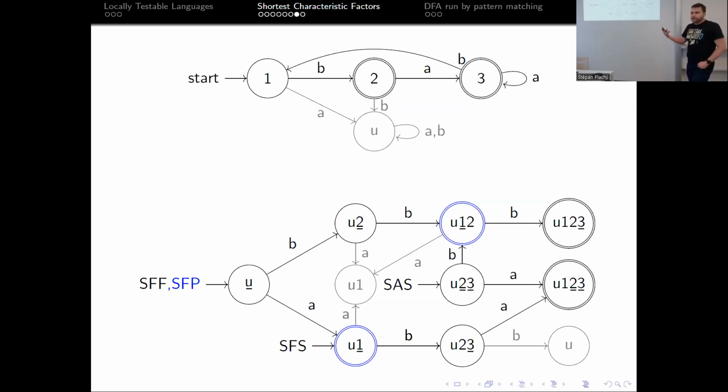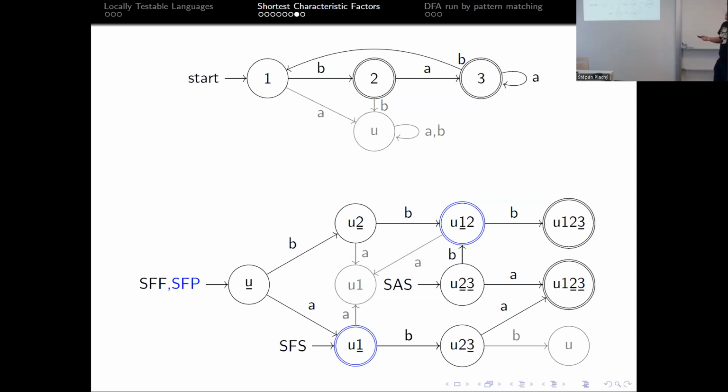With the allowed suffixes, we want it to synchronize to a set of final states, and again, at least one of them has to reach the final state. So we will put the mark there, and it will tell us, for example, that A itself is a shortest allowed suffix, or two Bs.